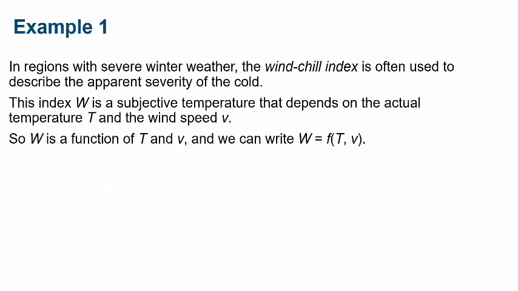All right, let me show you an example of this. In regions with severe weather, we introduce something called the wind chill index. It is often used to describe the apparent severity of the cold. The index W, that's wind chill, is a subjective temperature that depends on the actual temperature T and the wind speed v. So W, this wind chill, is a function of two things, temperature and wind speed, and we can write it as W equals f of T and v.